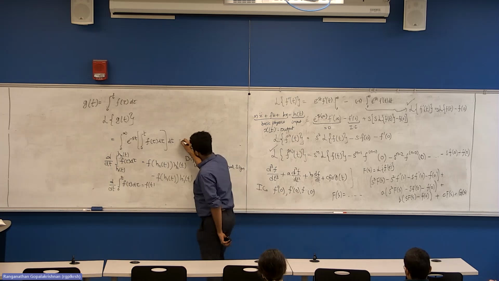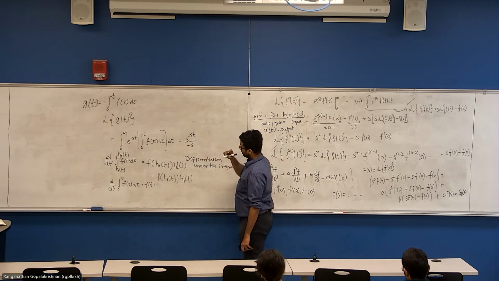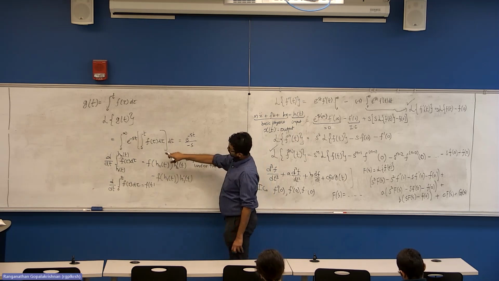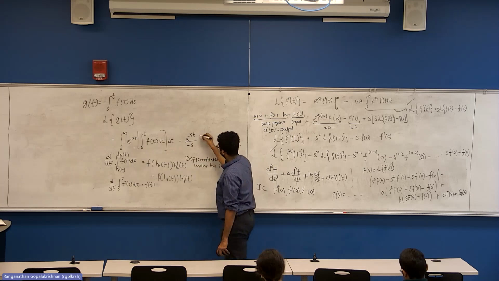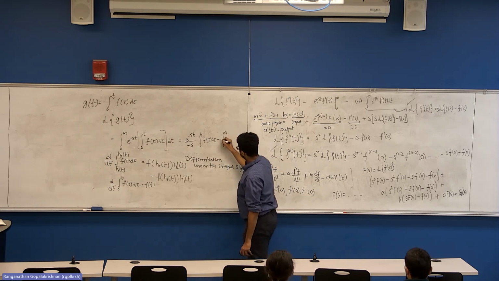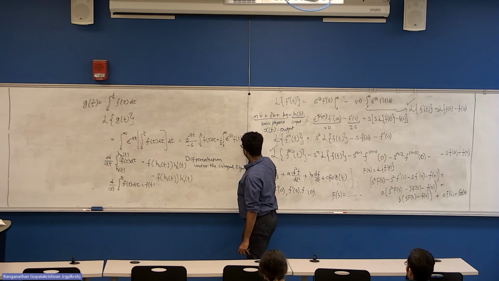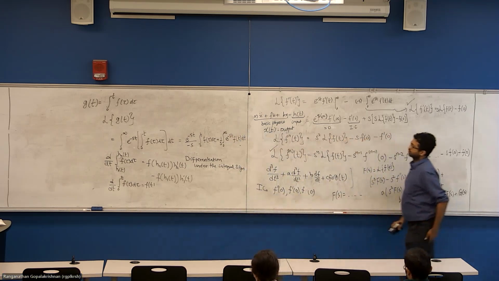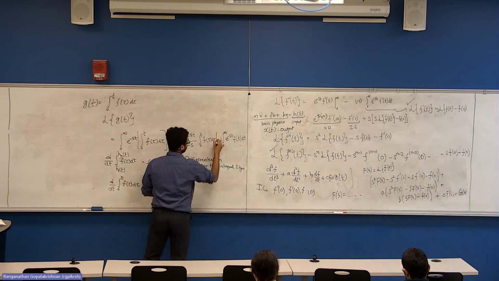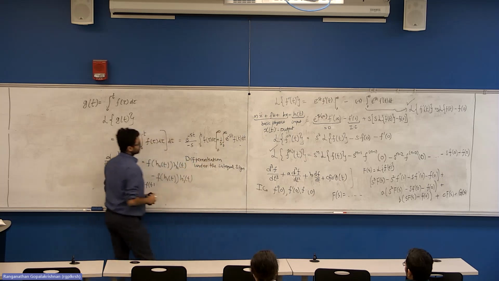So I would write this e power minus st divided by minus s, e power minus st. This is the easily integrable function, multiplied by the integral from 0 to t of f of tau d tau, minus the integral from 0 to infinity of plus 1 over s e power minus st f of t dt. I have to apply limits 0 to infinity.